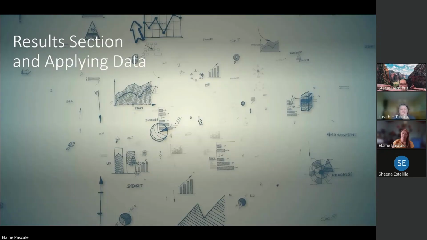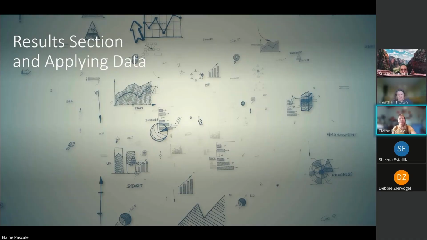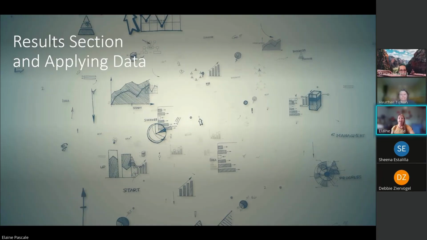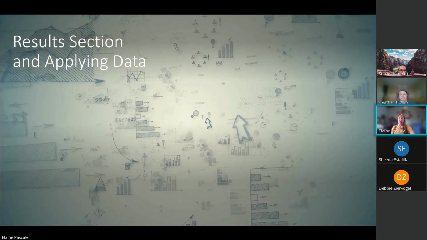So tonight we're talking about results and how to handle data. And results should be, this section should be, I don't want to say easy for you, but it should be sort of gratifying for you, because when you're here at the results, that means you've passed your proposal, you've done your project, you've done your study, and now you're writing it up. And the results are what happened.